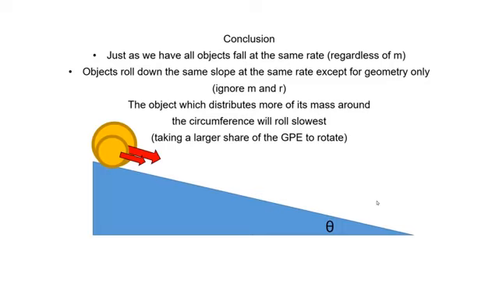Okay, so the reasoning behind this is that it has a larger share of the gravitational potential energy going into rotation, which is why it will travel slower if most of the mass is located around the periphery.